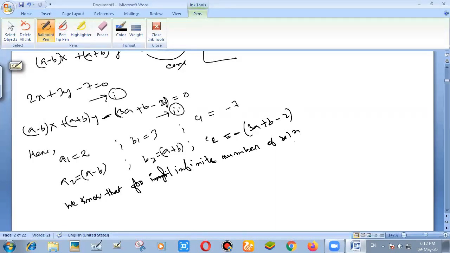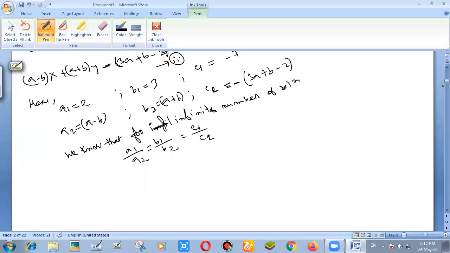We know that for an infinite number of solutions, a1 by a2 is equal to b1 by b2 is equal to c1 by c2. Now in place of a1 and a2, b1 and b2, c1 and c2, just put the value.